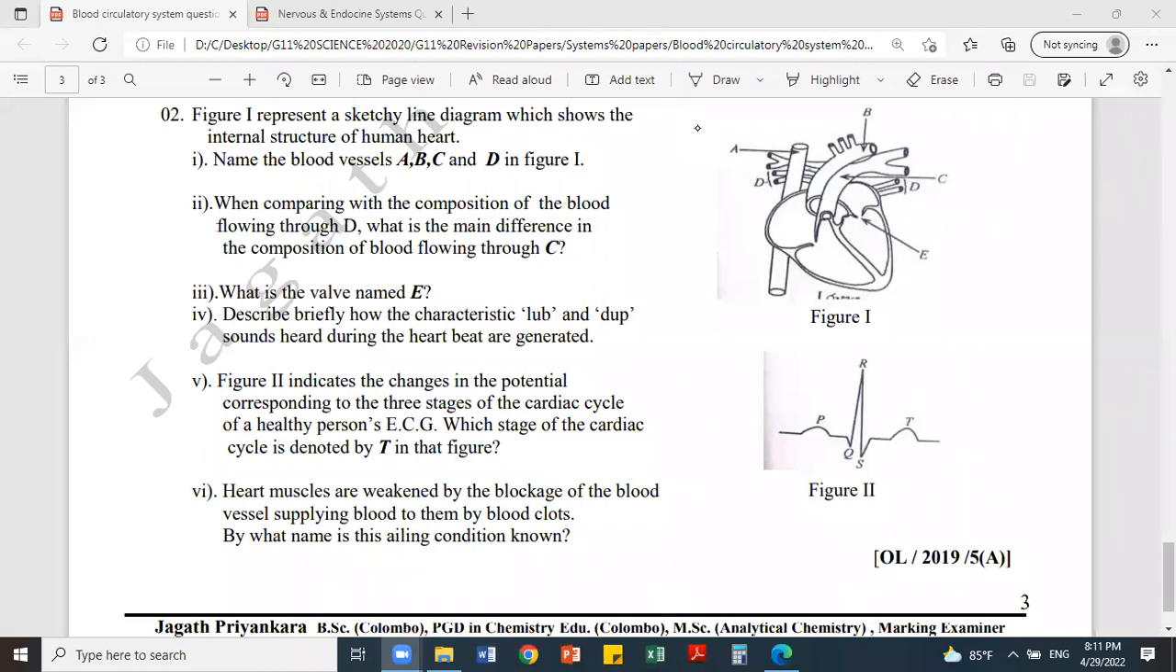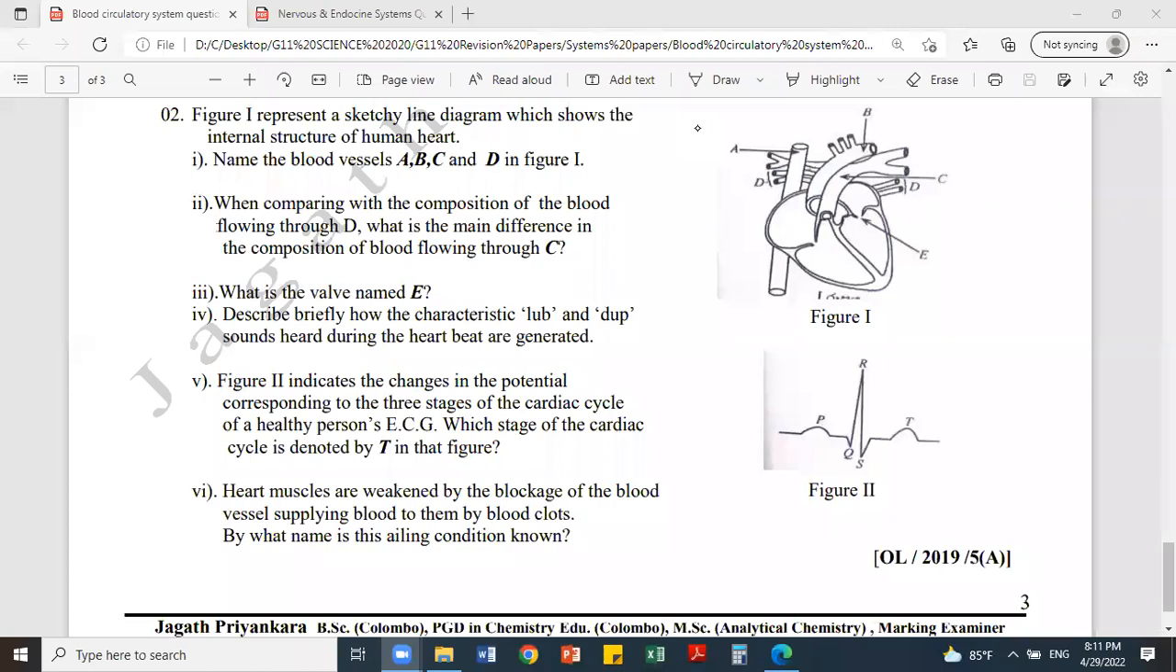Question number 2, figure 1 represents the line diagram of the internal structure of the human heart. Label the parts A, B, C, D. Now remember, capital A carries blood towards the heart from the upper part of your heart. That is called the superior vena cava. Capital A, superior vena cava.